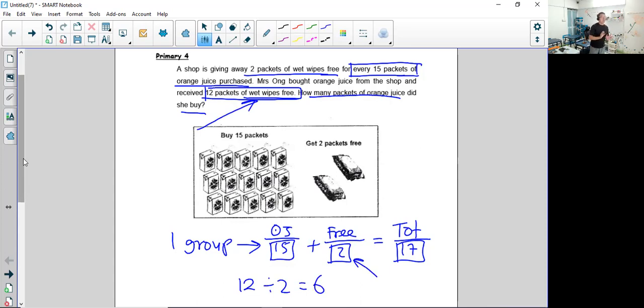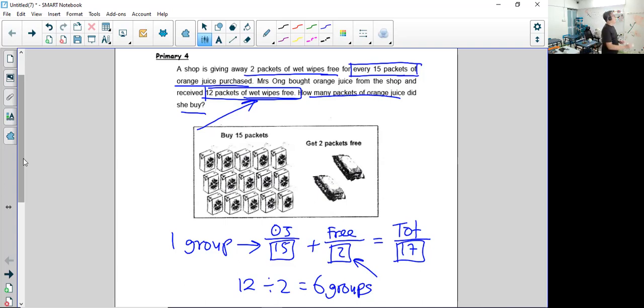Okay, because in one group, there are 2 free packets of wet wipes. So if I have 12 packets of wet wipes, then 12 divided by 2, and I will get 6 groups. Okay, and this is a very important number because once you know how many groups there are already, you can use that to solve the problem.